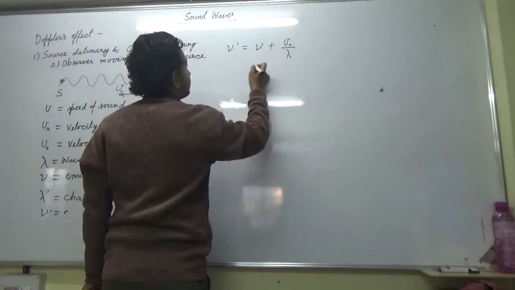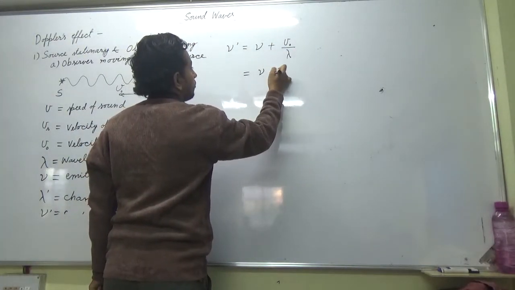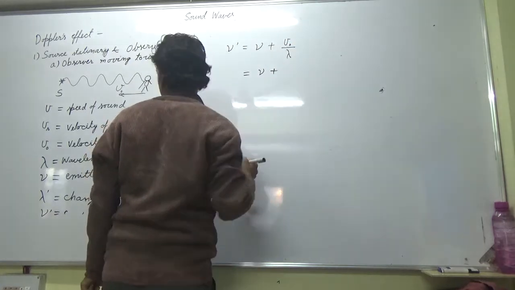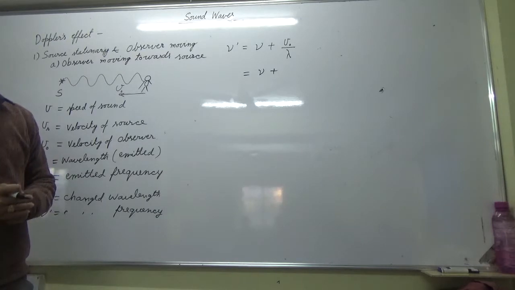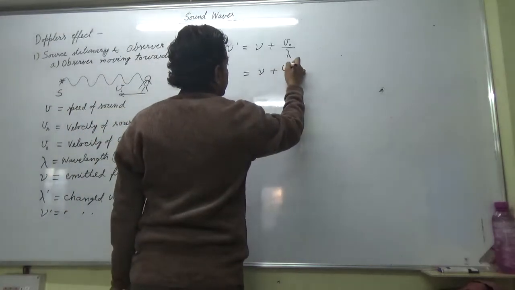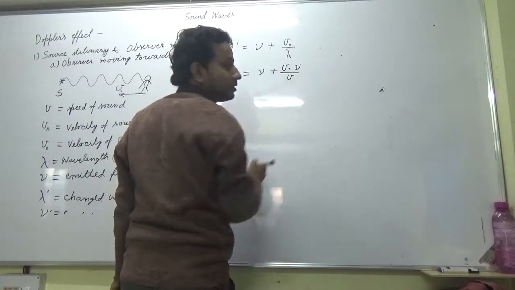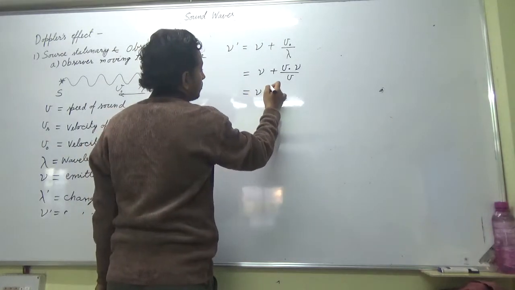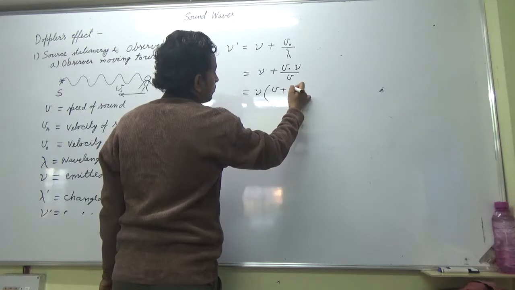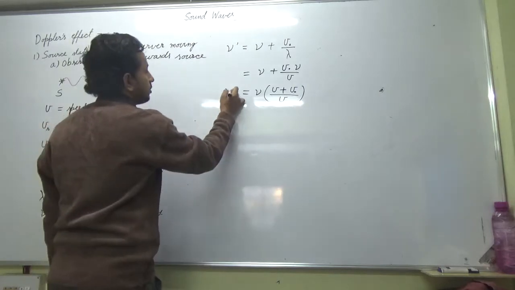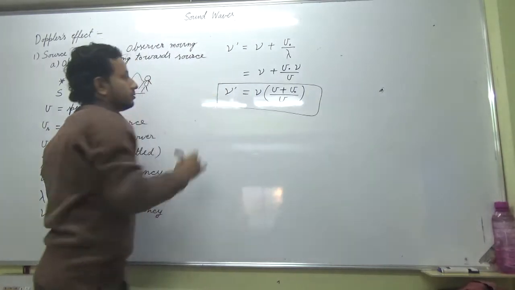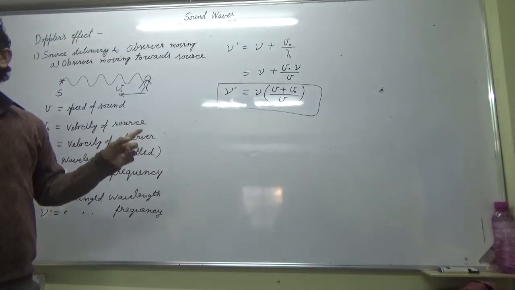Now we will write lambda in terms of frequency: speed of sound divided by frequency. If you take nu common, you can write it like this. So this is the formula. And the wavelength remains the same.